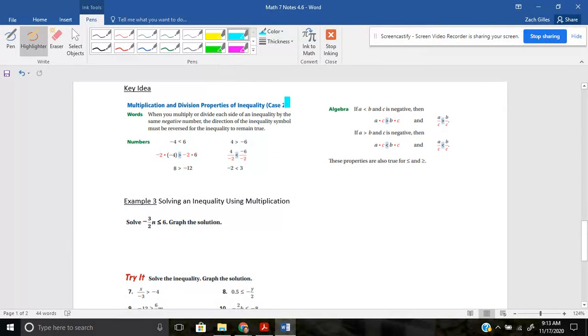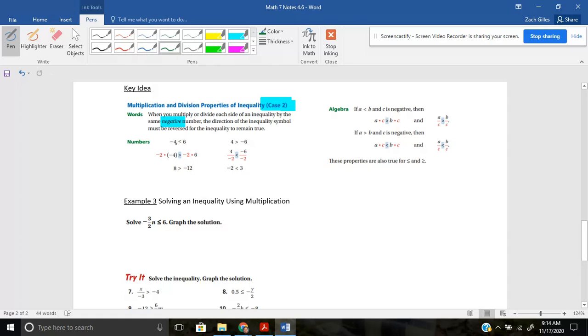I'm fast forwarding a little bit here. When we multiply or divide each side of an inequality by the same negative number, the direction of the inequality symbol must be reversed for the inequality to remain true. For example, if I took -4 is less than 6 and multiplied both sides by -2, -2 times -4 is +8, and -2 times +6 is -12.